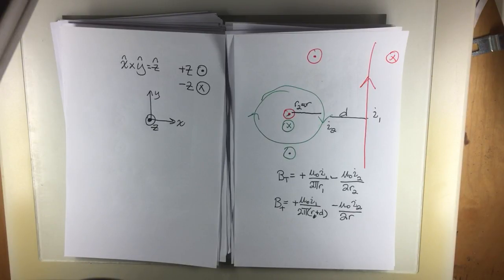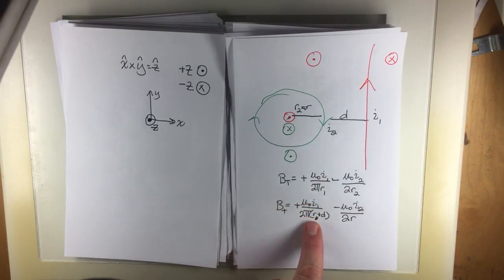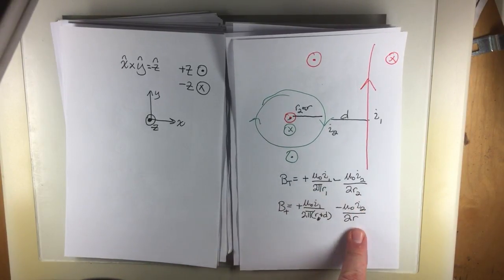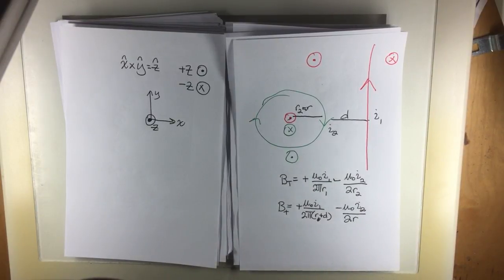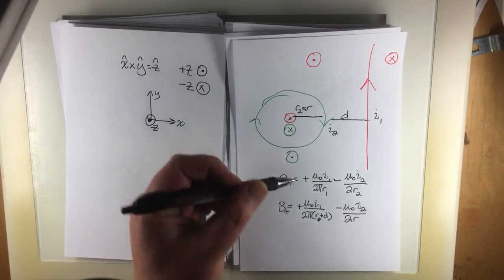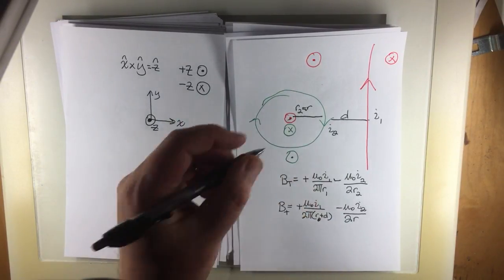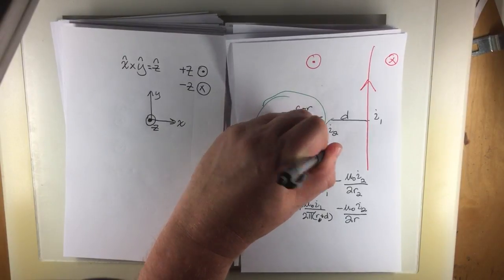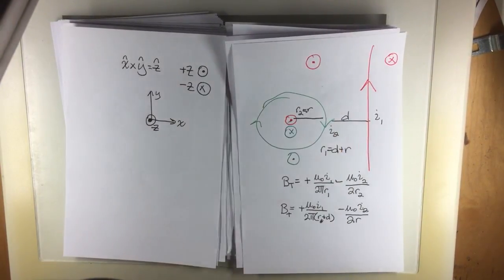What's the bottom formula for? The bottom is the total B, because R1 is R plus D and R2 is R. Is the top also B total? Yeah. But I expressed it as R1 and R2, and then I defined that R2 is R, and that R1 is D plus R.